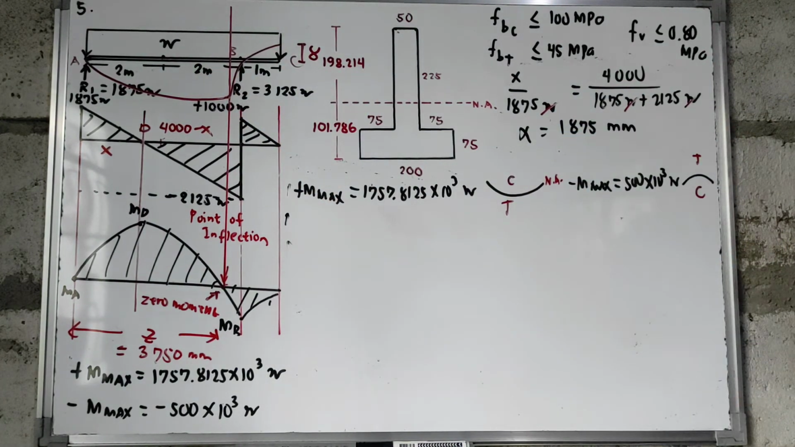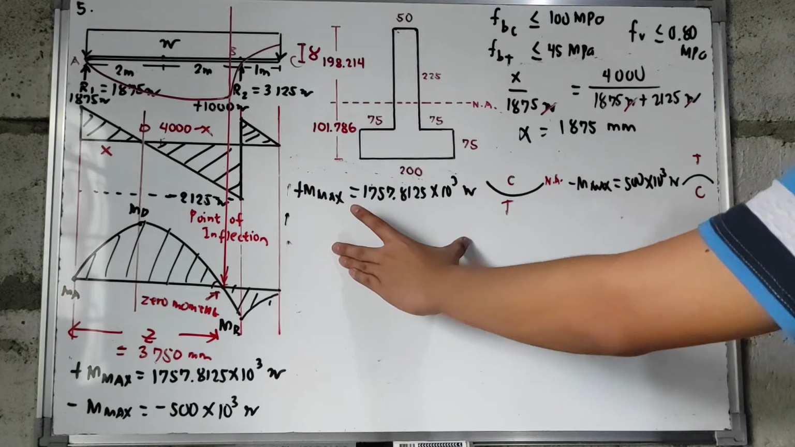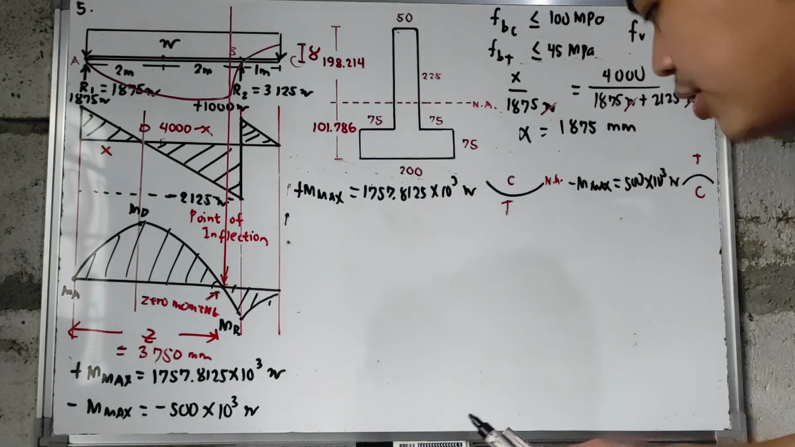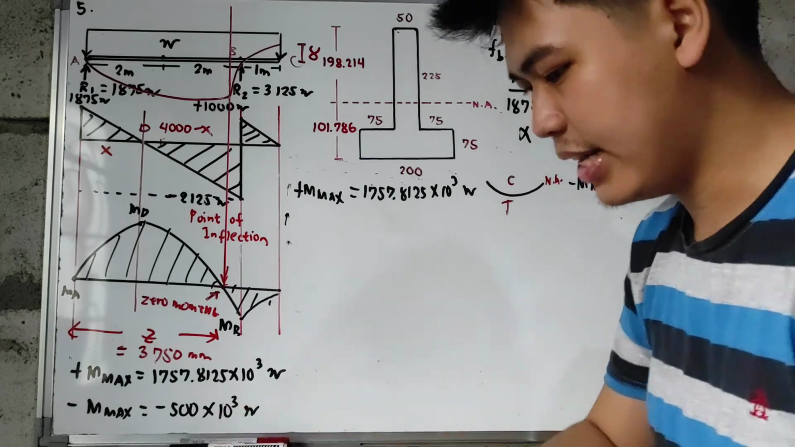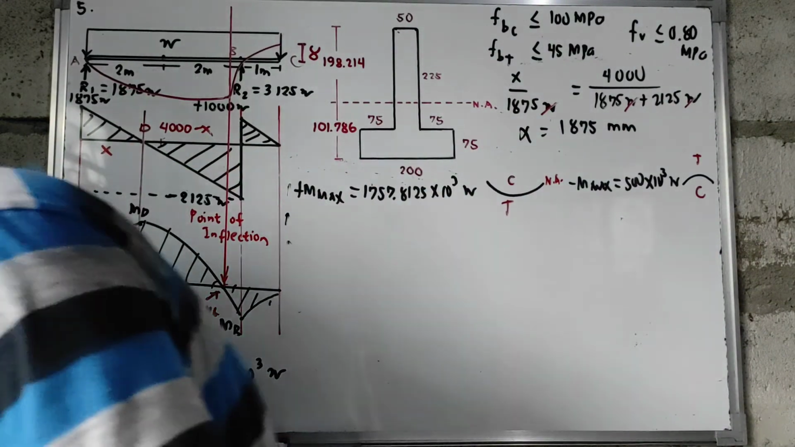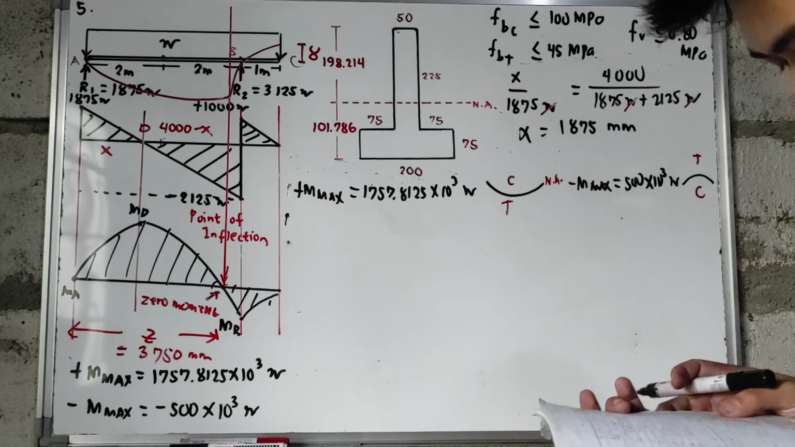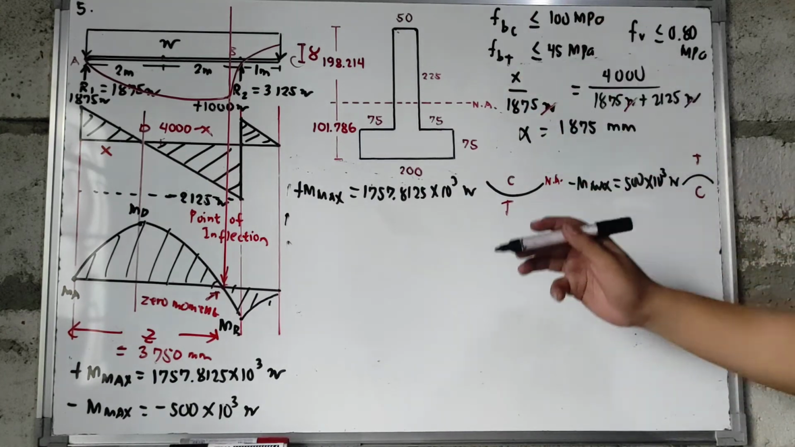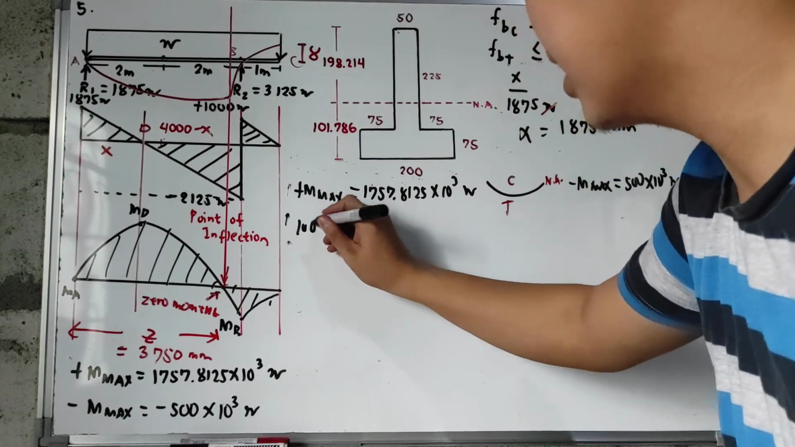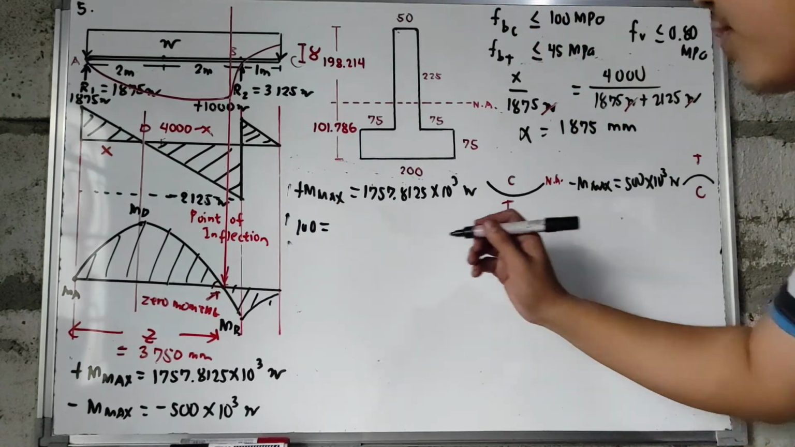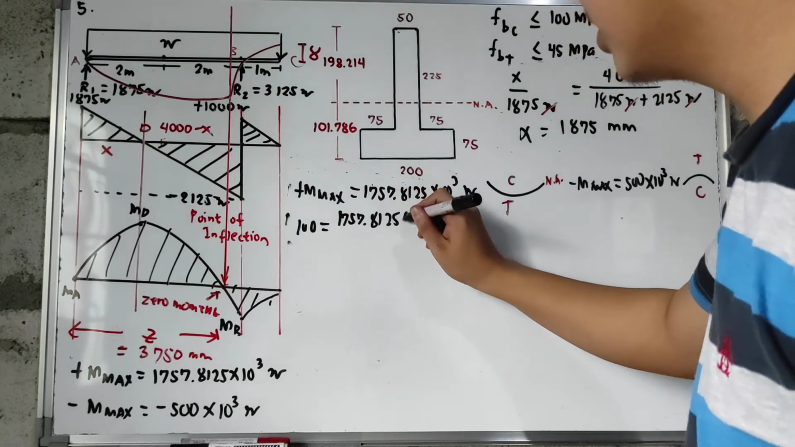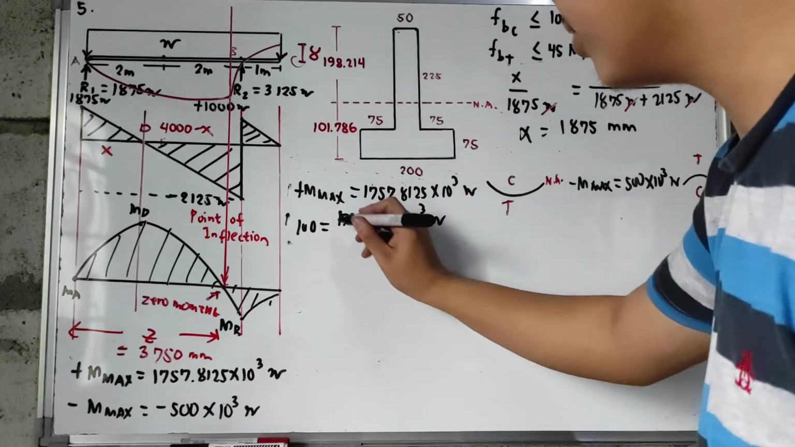So let us consider both cases. Meaning to say, kapag kinonsider natin yung positive Mmax, iba yung compression natin, iba yung tension natin. So consider muna natin yung positive Mmax natin. We will have a value na 100 megapascal. So the value of your Mmax is 175 times 10 raised to 3W.